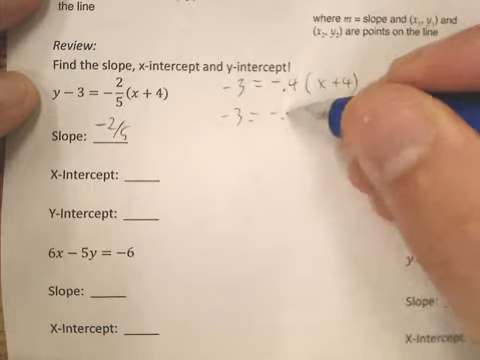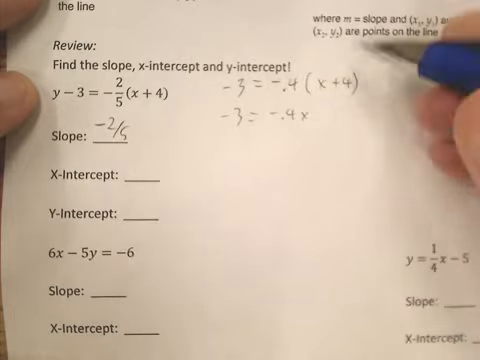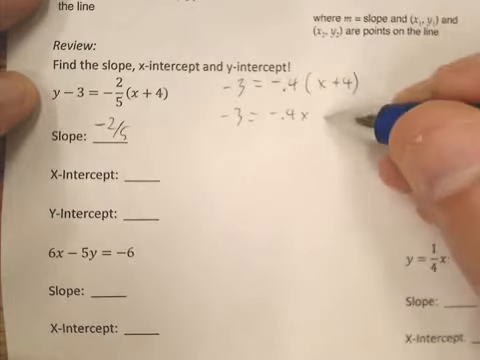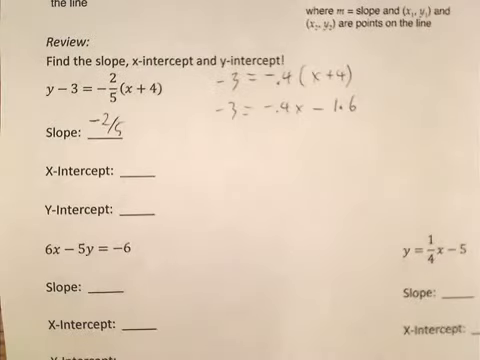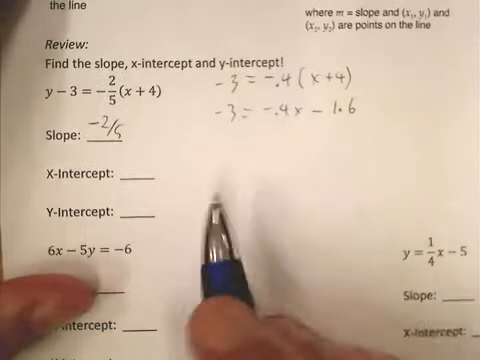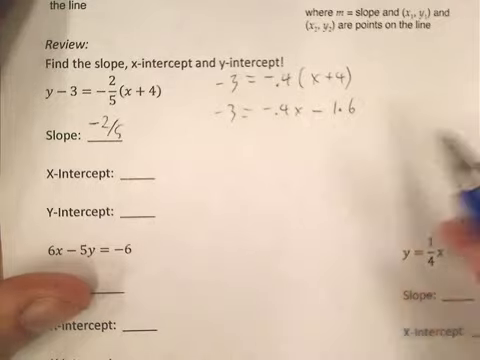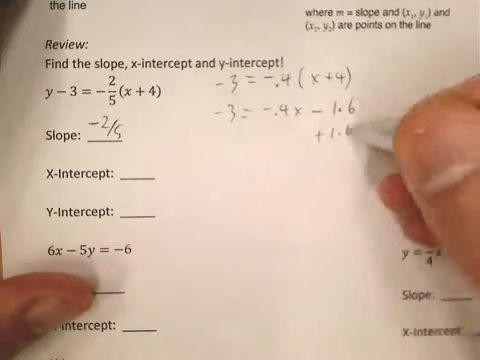So -0.4x. -0.4 times 4 is -1.6. Okay, so there's your first step. Everything's in the calculator. All right, don't worry about the decimals or all that. Just punch it in. All right, instead of -1.6, we're going to add it.